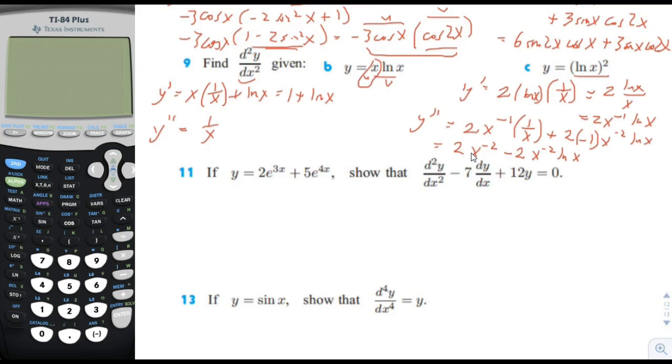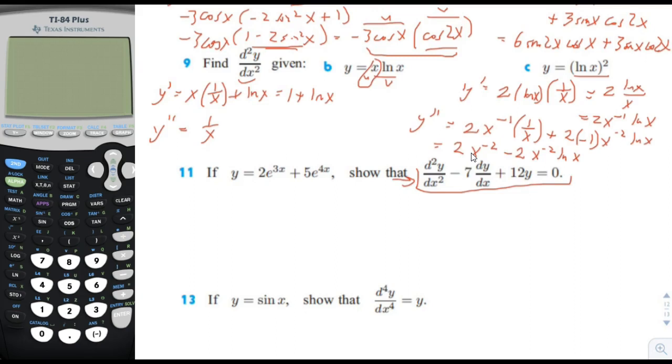11. So now we have an exponential function, and it wants us to take the first and the second derivative and then show that this equation is satisfied. This is called a differential equation, which you're going to use maybe in your future math career. Very cool equations which have derivatives and the function itself in them.